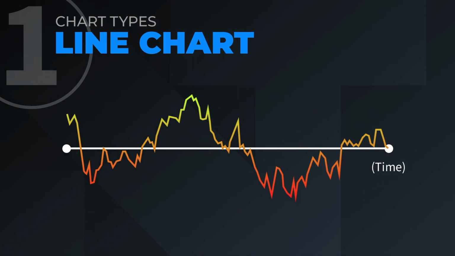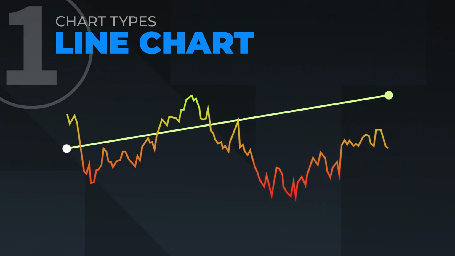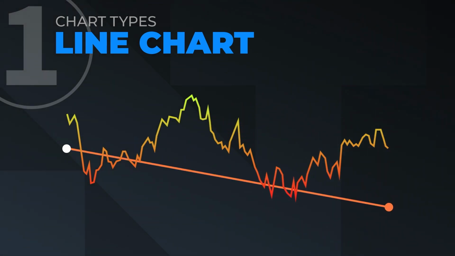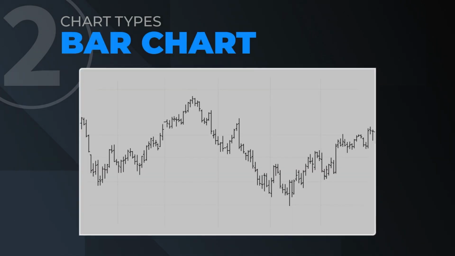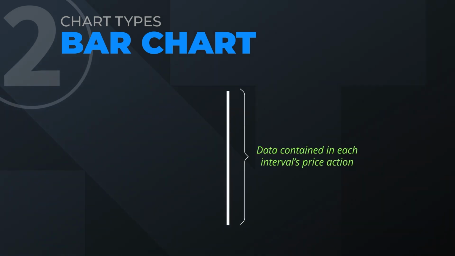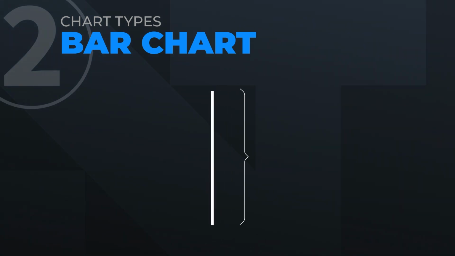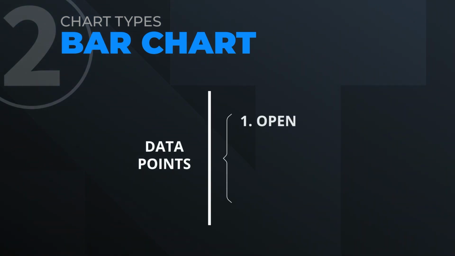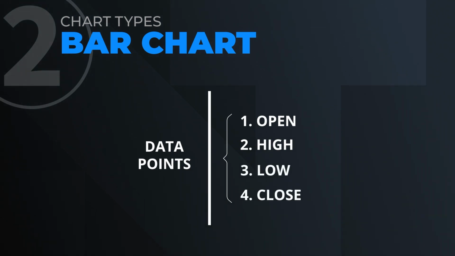The line chart can help determine direction from interval to interval. Is the market increasing or decreasing as time passes? Bar charts are an improvement upon line charts when trying to understand price action in the financial markets. The bar refers to the data contained in each interval's price action. The bar comprises 4 data points: the open, high, low, and close of that interval.